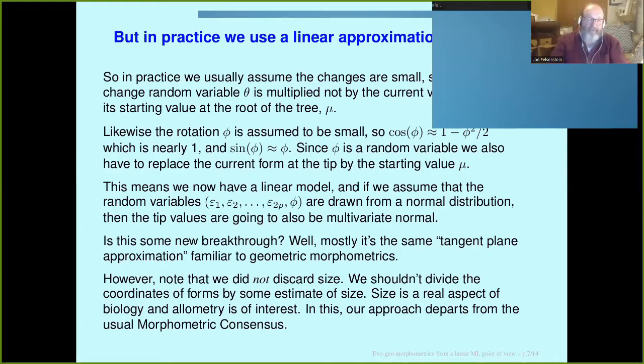So if I now look at it and say, okay, what have we achieved by doing that? The answer is, well, basically, we're doing the tangent plane approximation that's familiar to geometric morphometrics for the changes of shape. We are keeping size in the analysis. We're putting it in an approximate way. So we're getting something that's very close to ordinary morphometric practice, except that we're keeping, in this case, rotation in the model.